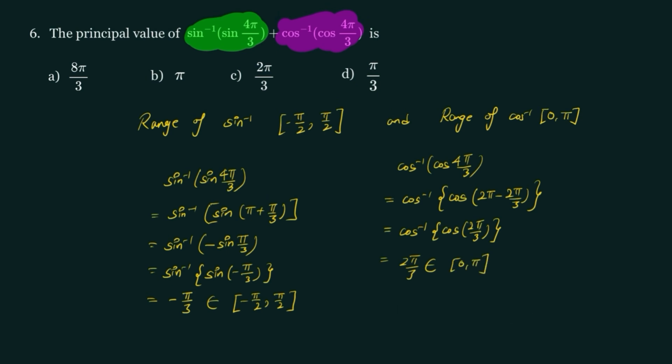I have to add these two values, that is 2π/3 and minus π/3. So my answer will be equal to minus π/3 plus 2π/3, and on simplifying we will get π/3 as my answer. That means option D is the correct answer here.